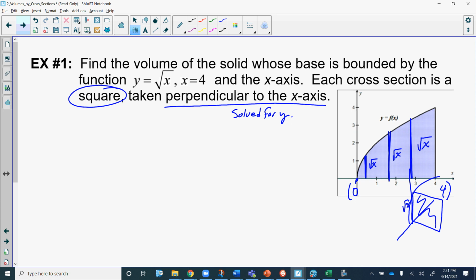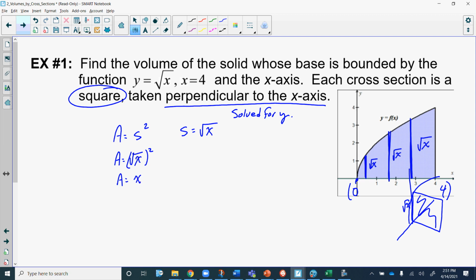Now we can recognize that because it's a square, the area of the square is side squared. Well, in this case, the side of the square is whatever the square root of x happens to be. So if I wanted to do my integration, I'm going to take the area and say that the area is going to be the square root of x squared, which would just be x in this case.